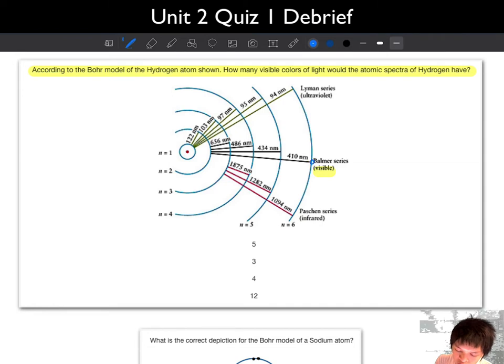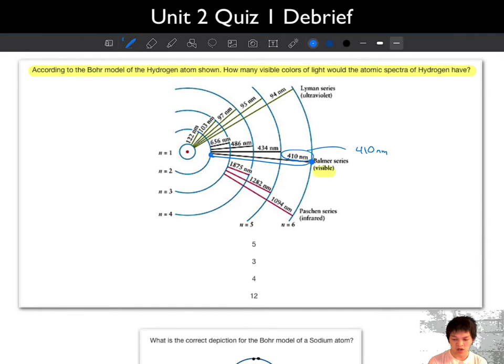So this one is, if the electron drops from the 6th energy level to the 2nd energy level, that would emit a certain color. That color would be whatever 410 nanometers is. Okay, I don't know what it is off the top of my head. I think it's purple.